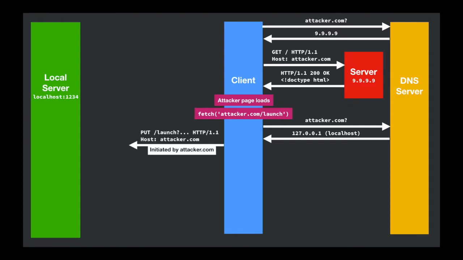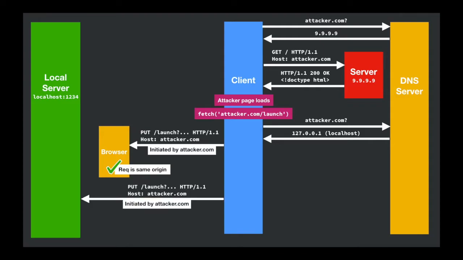And because of that, when we actually send the HTTP request, the server that it goes to is the server at this IP instead of the server at 999. And this happens to be a server that's running locally on our machine. And so the browser is going to go ahead and realize that this is the same origin request, and it's going to allow it to go through. And so that's how the attack is pulled off.